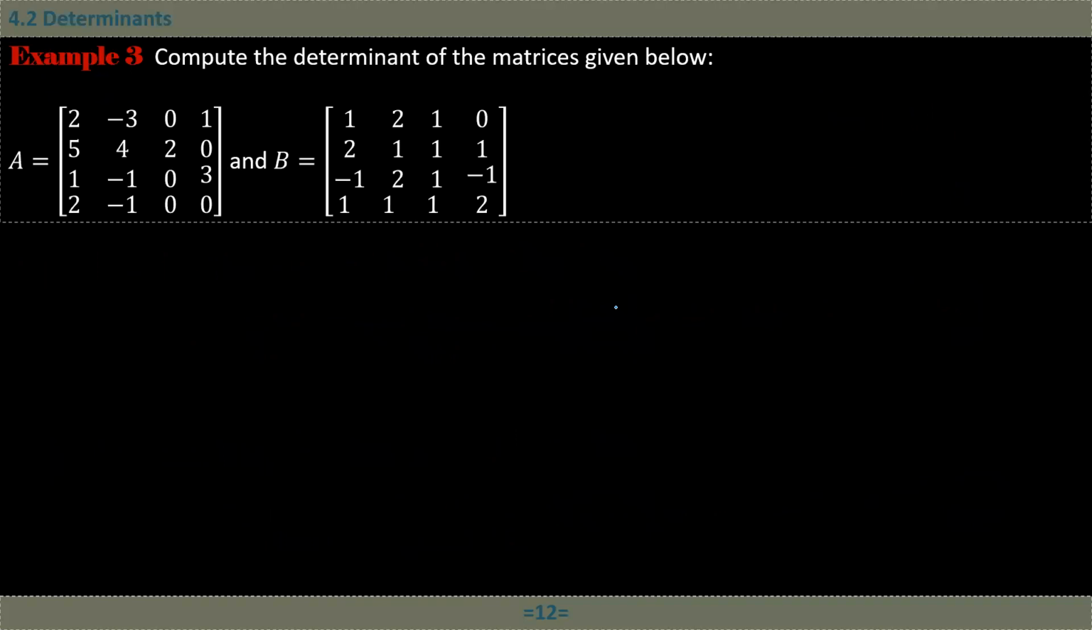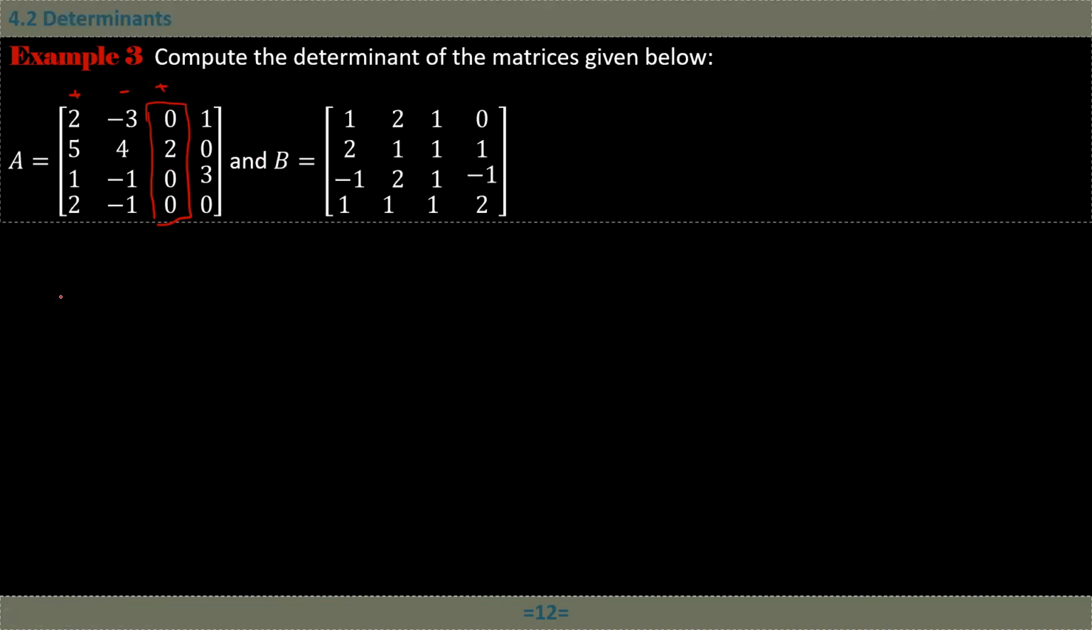Now, in this example, compute the determinant of the matrix given below. First, if you look at this, as you see here, this column contains a lot of zeros. So I want to calculate the determinant of this matrix by cofactor expansion along the third column. So here we have plus, minus, plus, good.